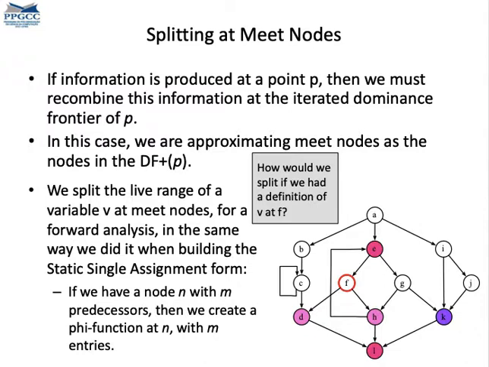So, as a way to approximate meet nodes for a forward analysis, if information appears at some basic block, then we need to split the live range of variables in the iterated dominance frontier of that block. For a forward analysis, we split live range creating phi functions. Can you check where we would place phi functions to split the live range of a variable v defined at f in this example? Assume that we have a variable v being defined here, and that information is associated with this definition.